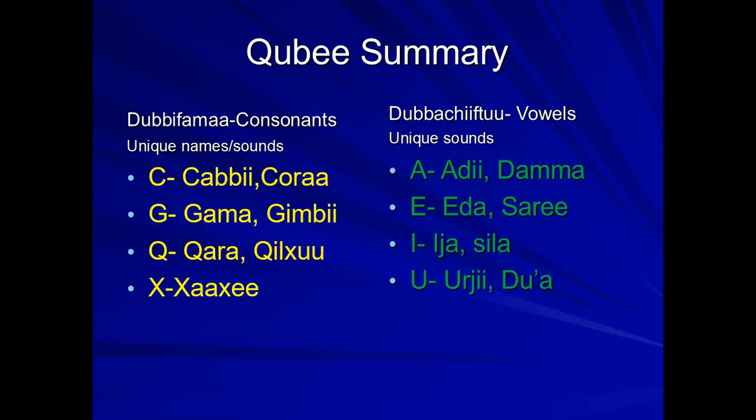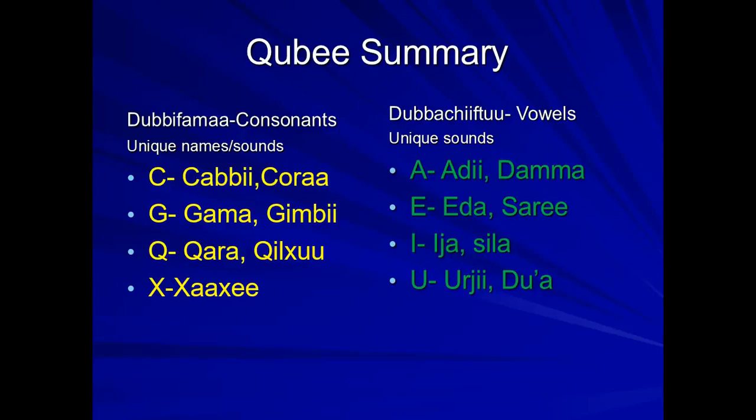The E, not the English E, but the Oromo E, the English I. E is the way we actually call it. Otherwise it's nearly the same as other languages. Ija, ija, sila, sila. So that's how that E is used.